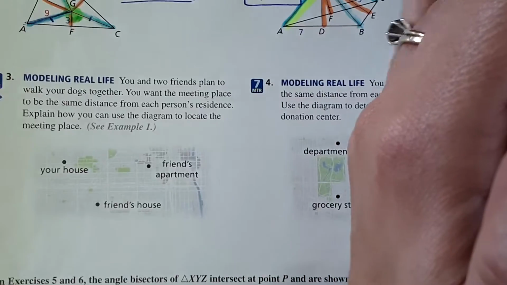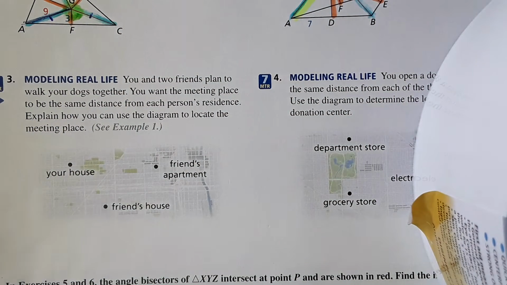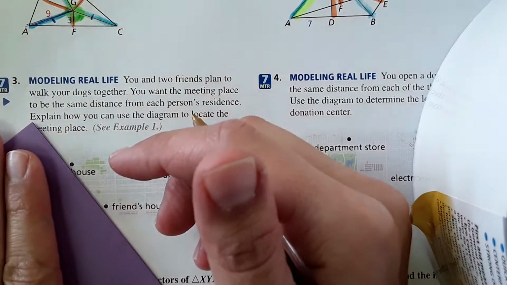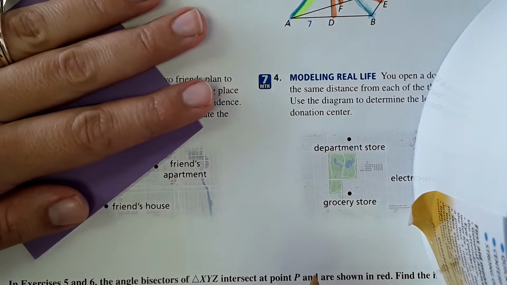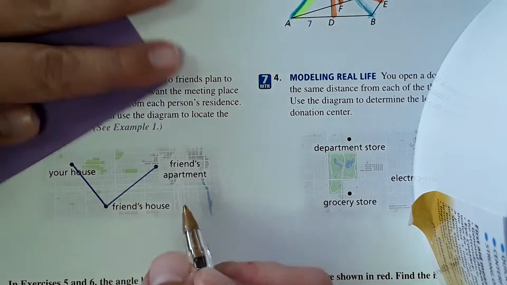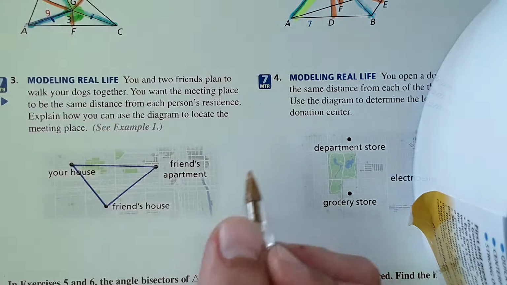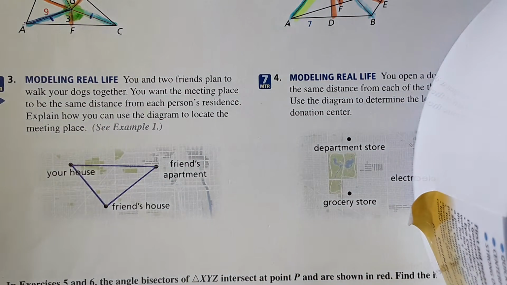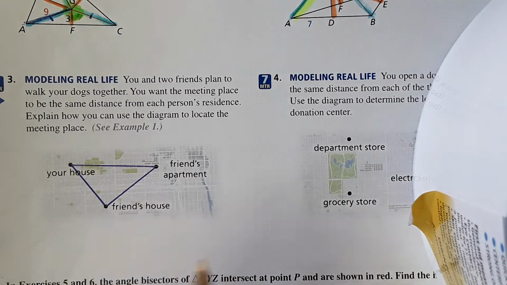Okay, now we get to a real life example. It says you and 2 friends plan to walk your dogs together. You want a meeting place to be the same distance from each person's residence. Explain how you can use the diagram to locate the meeting place. Okay, well, let's draw a triangle then. Let's connect our dots to make a triangle. You can use your ID to make a straight edge if you need to. Okay, there's our triangle. So we need a spot that's equidistant from each corner, and that would be the circumcenter.